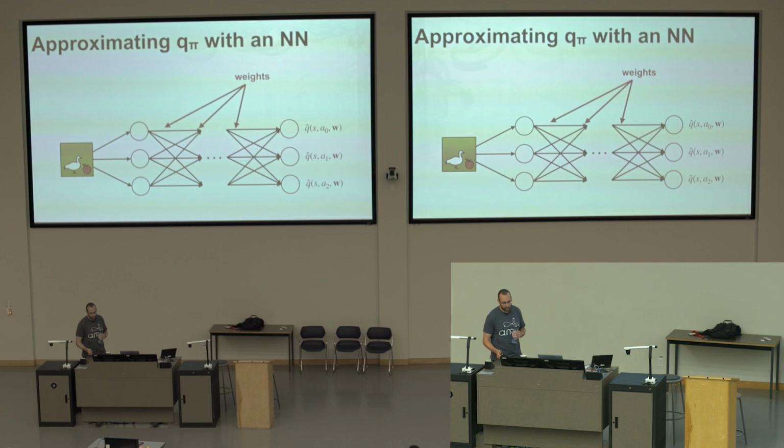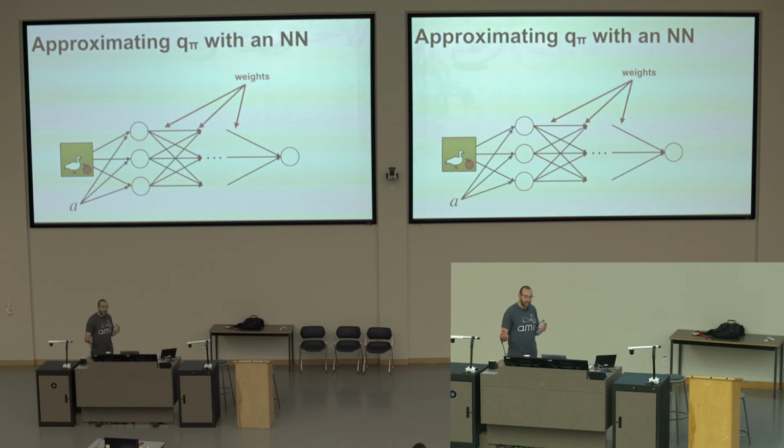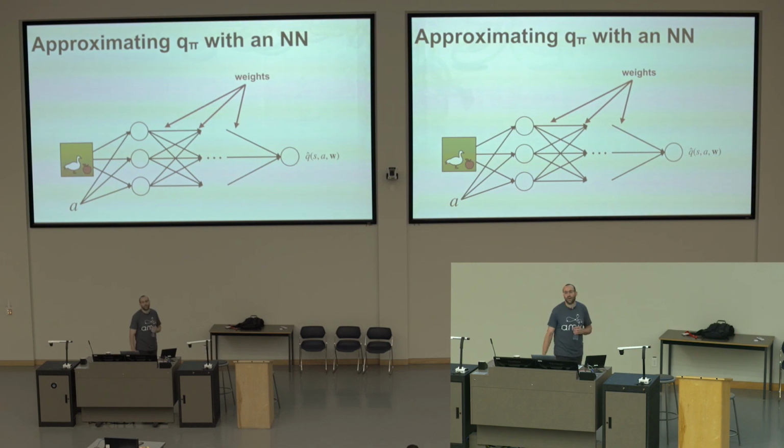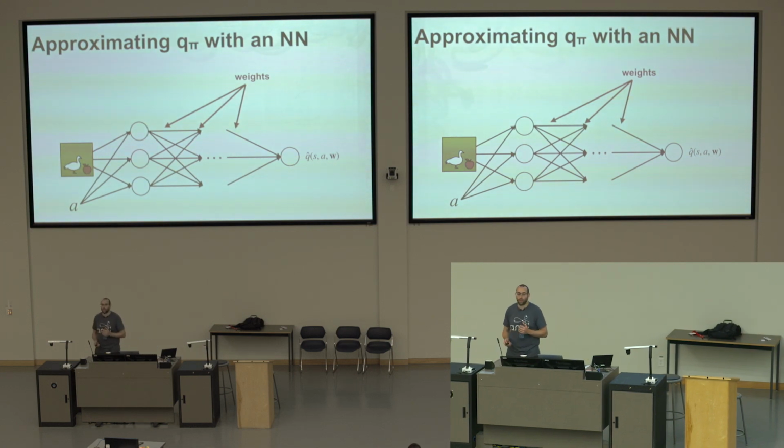And of course, you can do it slightly differently. You can pass in the action as an input to the neural network. So you pass in the state and the action, and then you just get out one thing that says, in this state and action, this is what I think the value is. So that's kind of two classic ways we do it with the neural network.